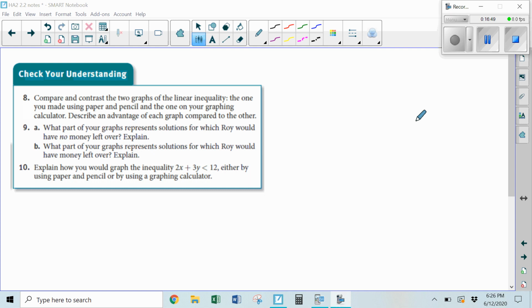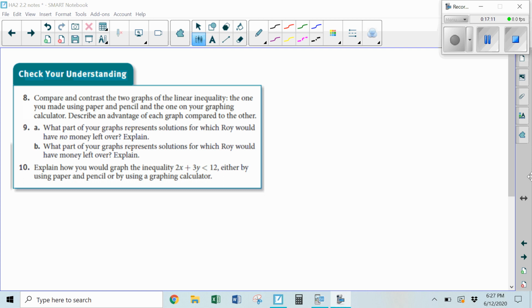Okay, so for 8, it's a little bit of your opinion, but kind of the pros and cons. The pros to doing the graph on paper is you don't have to get Y by itself. The pros to doing it on a calculator is if you're working with large numbers, the calculator does some calculations for you. You don't have to do it in your head. Just describe advantages and disadvantages to each for number 8.